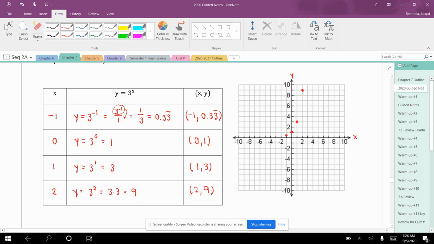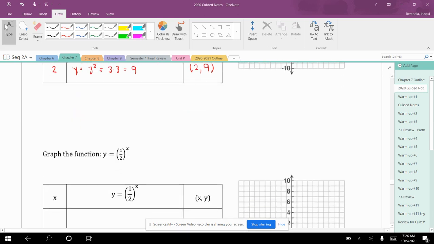Had I gone to more negative numbers, I would have more decimals that are getting smaller and smaller and smaller, but never actually hitting 0. So this is where it's going to be important that we are never going to touch that x-axis here. We're getting super close to it, but it will never touch it. So I need to be slightly above it. I got arrows on both sides. There's a curve to it. This is not a straight line. This is my graph. Let's take a look at another example.